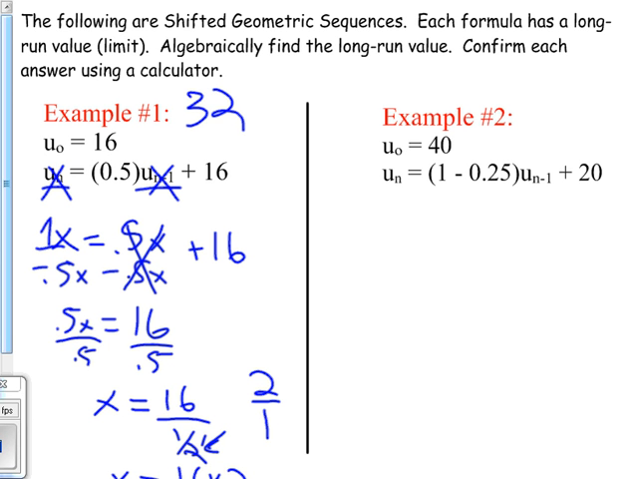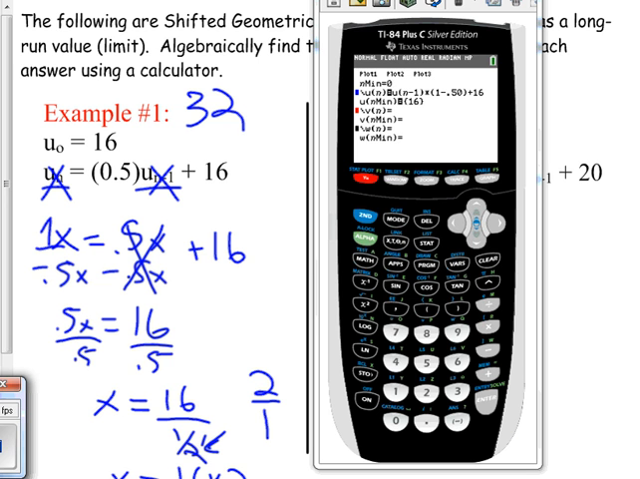But don't take my word for it. Let's punch that into our calculator. All right, so we've punched that into our calculator here, and we're just going to figure out what our long-run value is by seeing a list of the table values.